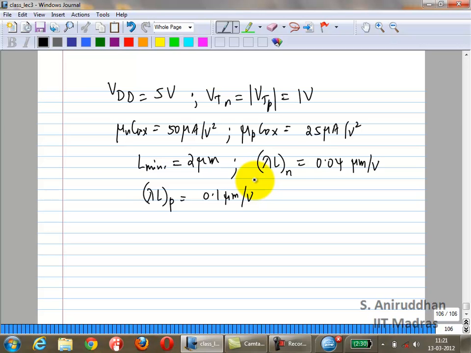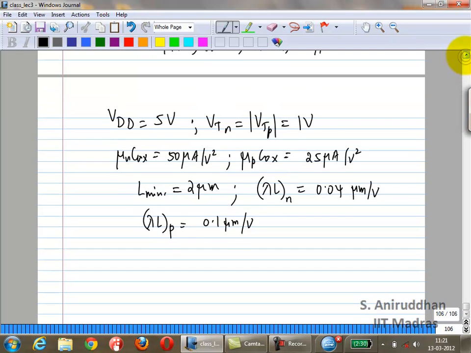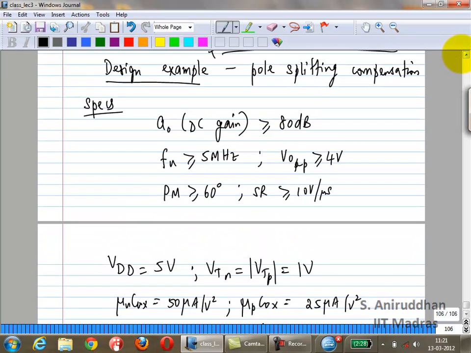I think in the telescopic op-amp case I gave you lambda for L min, right? I'm just giving you lambda L for L min. Okay? Suppose I give you all of these. So this is what you're asked to design for. How would you proceed? What would you start with?